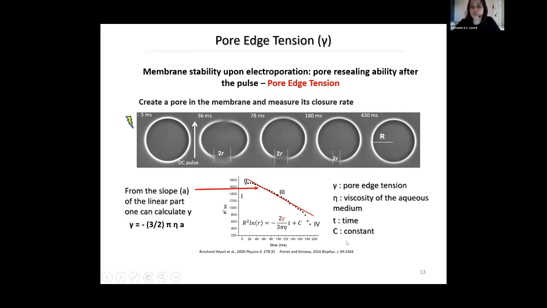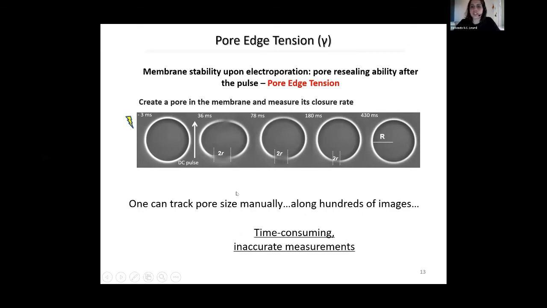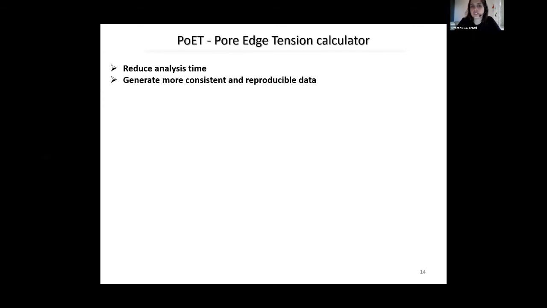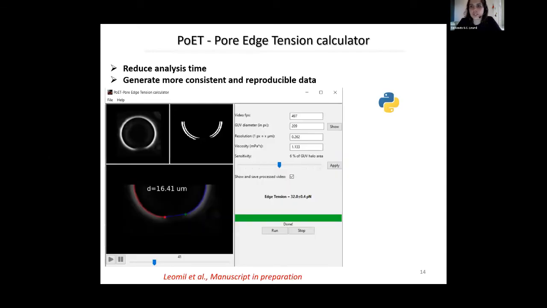Well, it's possible to track pore size manually along hundreds of images. However, it has proven to be time-consuming and also to generate inaccurate measurements. So in order to reduce analysis time and to generate more consistent and reproducible data, we have been developing a software called POET to automatically calculate pore edge tension in UVs. POET was developed in Python. It's a free and open source software that works with TIFF image sequences obtained by phase contrast microscopy.